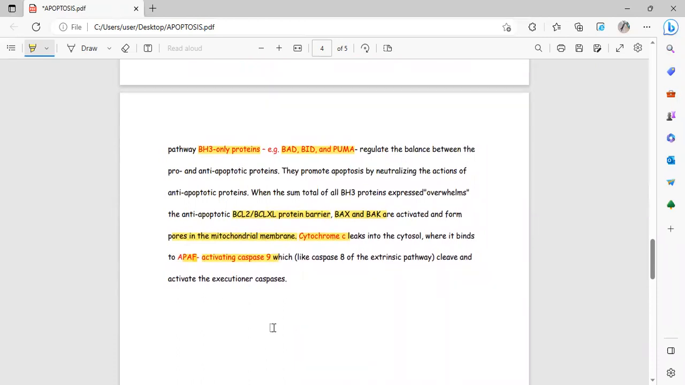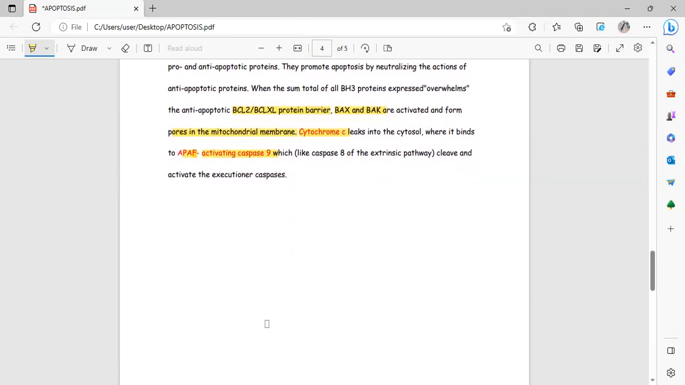Maybe just a quick recap of the components of the intrinsic pathway. Number one, we have the caspases, caspase 9 and caspase 3, we have APAF, we have cytochrome C, and we have the anti-apoptotic proteins, examples being BCL2 and BCLXL. We have the pro-apoptotic bodies, which are BAX and BAK. And we have the BH3-only proteins, which are BAD, BID, and PUMA. Remember that we also have a very important organelle in this pathway, the mitochondria. Those are the components of the intrinsic pathway, and I've talked about how they bring about apoptosis. Maybe you can go through a diagram quickly to understand better how this works.